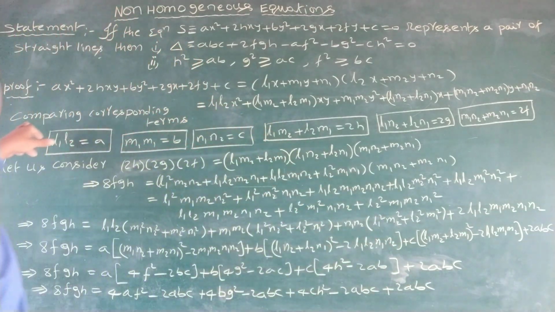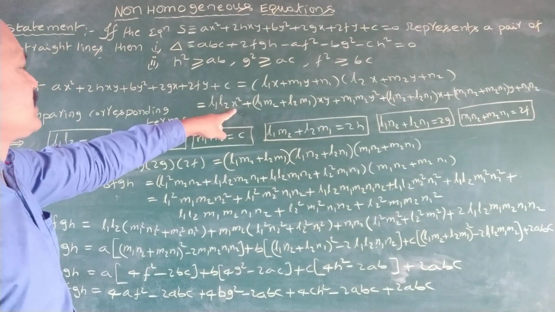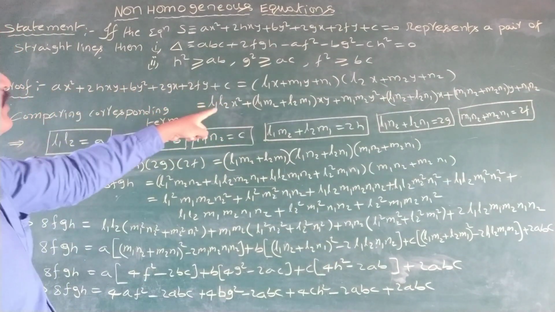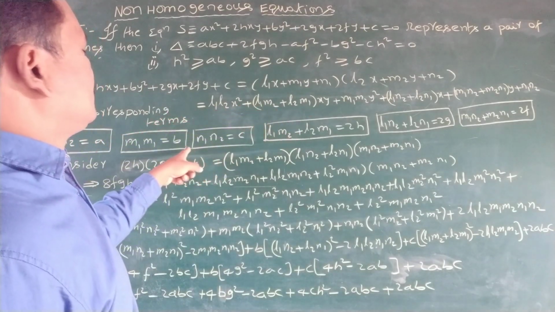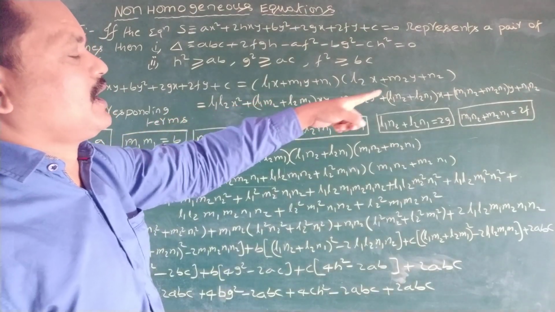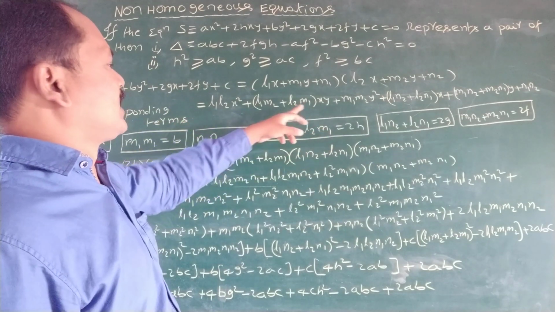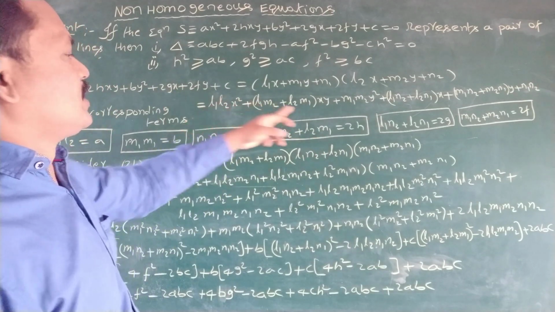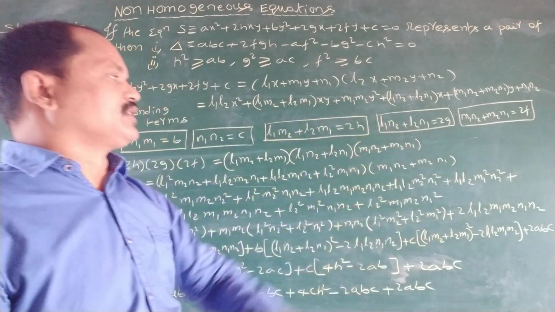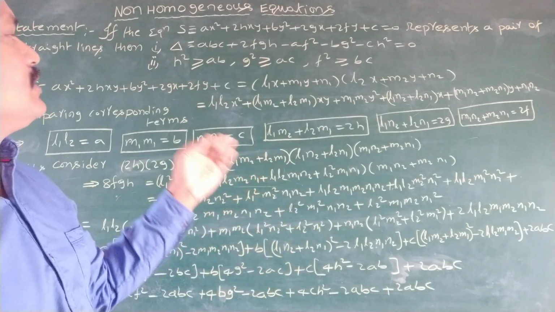Comparing the corresponding terms on both sides, the coefficient of x square is a, here L1 L2. So L1 L2 is equal to a and M1 M2 is equal to b, the coefficient of y square, and the constant N1 N2 is equal to c. The coefficient of xy: L1 M2 plus L2 M1 is 2h. Coefficient of x: L1 N2 plus L2 N1 is 2g. Coefficient of y: M1 N2 plus M2 N1 is 2f.